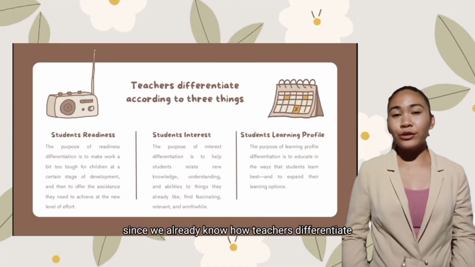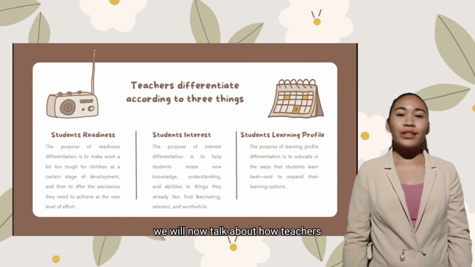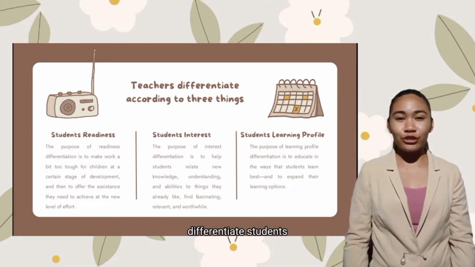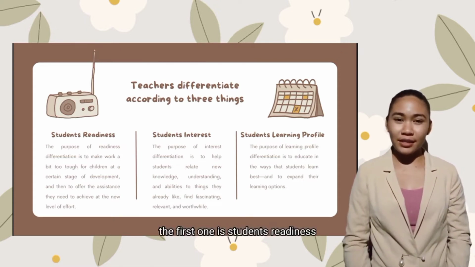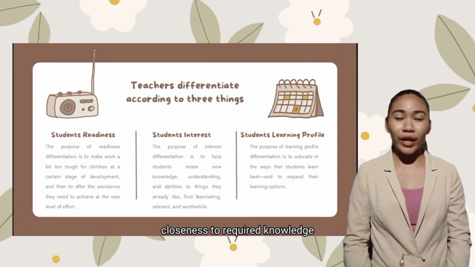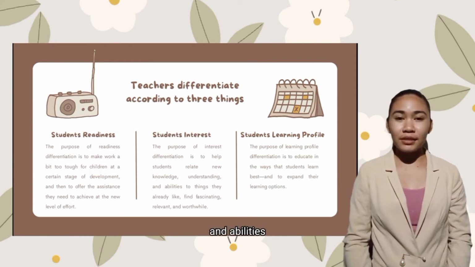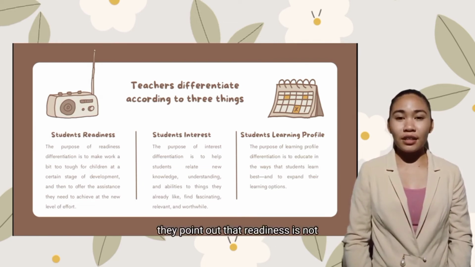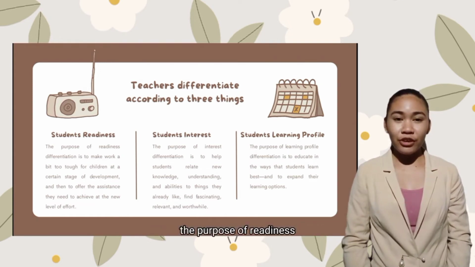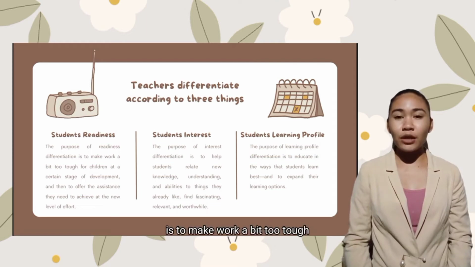Since we already know how teachers differentiate instructions, we will now tackle how teachers differentiate students according to three things. The first one is students' readiness. A student's present closeness to required knowledge, understanding, and abilities. They point out that readiness is not the same as ability. For example, good instruction causes frequent changes in readiness. The purpose of readiness differentiation is to make work a bit too tough for children at a certain stage of development and then to offer the assistance they need to achieve at the new level of effort.